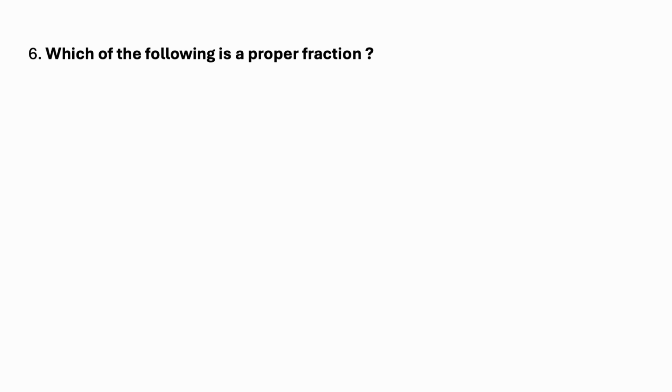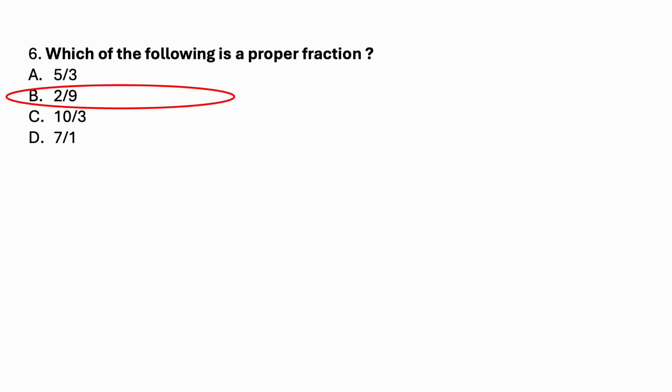Next one, which of the following is a proper fraction? Options are 5 by 3, 2 by 9, 10 by 3, 7 by 1. What is a proper fraction? In a proper fraction, the numerator is less than denominator. So answer is 2 by 9.